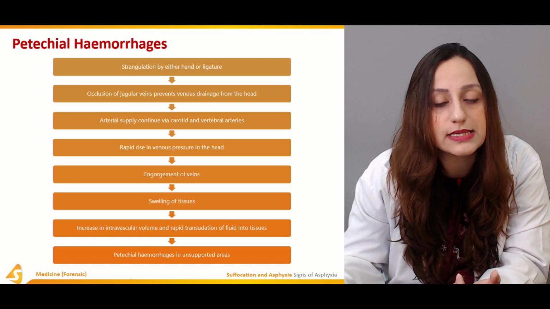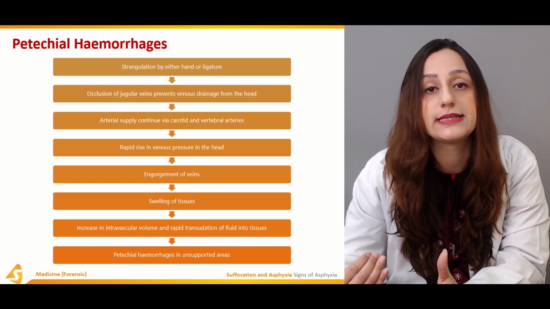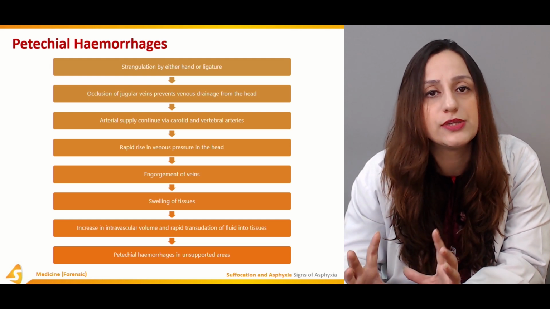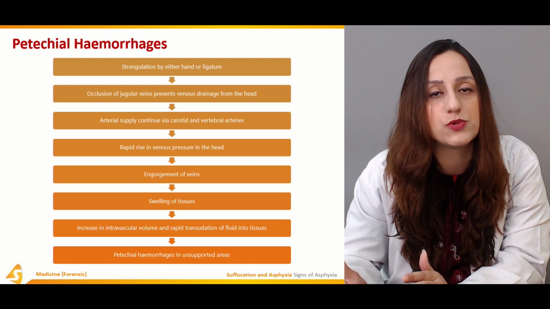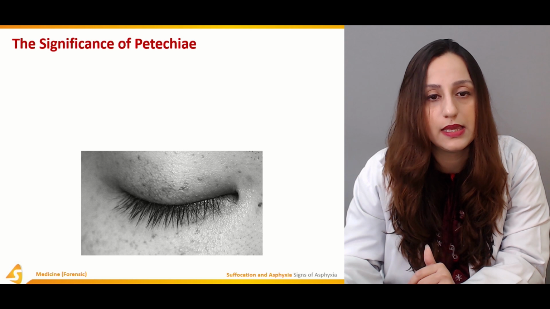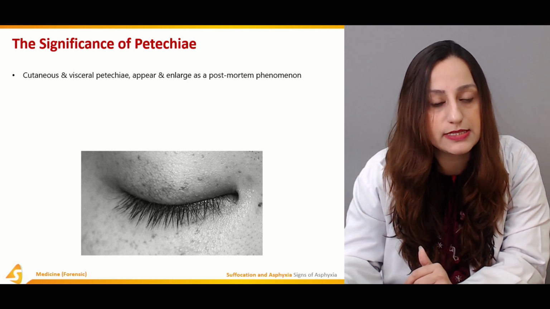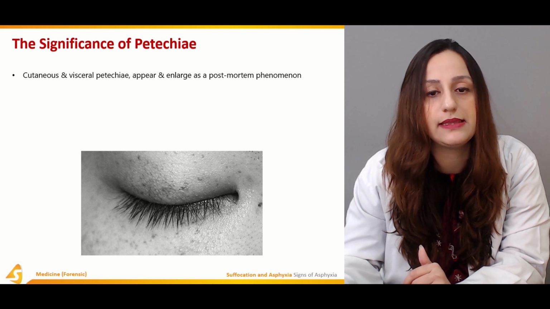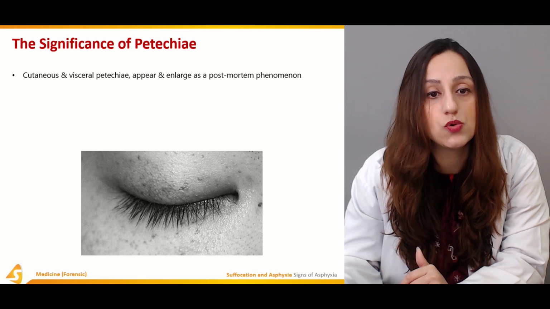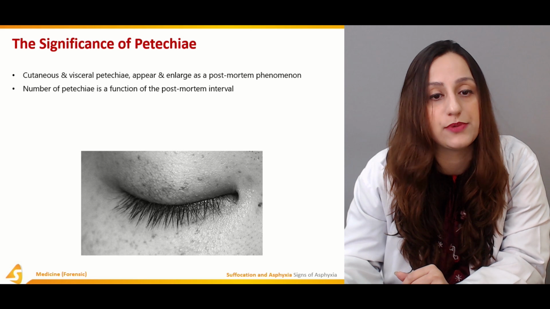Petechial hemorrhages in unsupported areas are the most common, for example, the eyes or the surrounding areas of the eyes. These are covered with softer tissues, and these are the areas where we mostly find these Tardieu spots. So what is the significance of these petechial hemorrhages? The cutaneous and the visceral petechiae appear and enlarge as a post-mortem phenomenon. So this is why we signify these petechial hemorrhages.